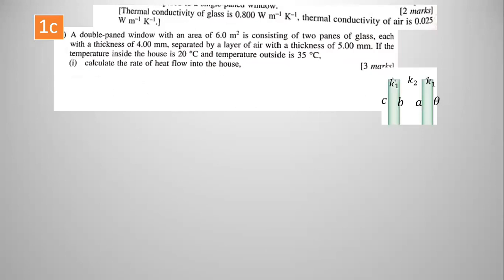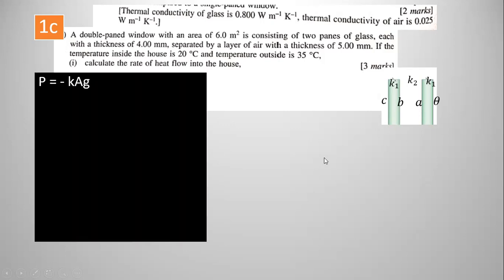A double pane window. Area is given. Thickness given, thickness of the glass, thickness of the air. You can see very thin. If the temperature difference is also given, okay, so you have in mind what is happening. This is your double glazed window. There's your air inside there. Temperature C, theta.